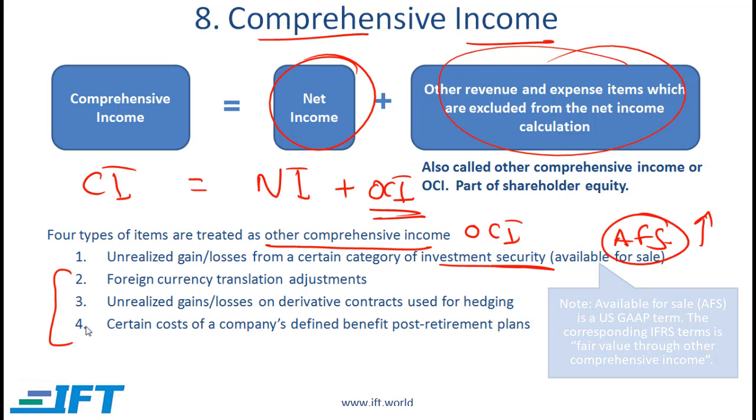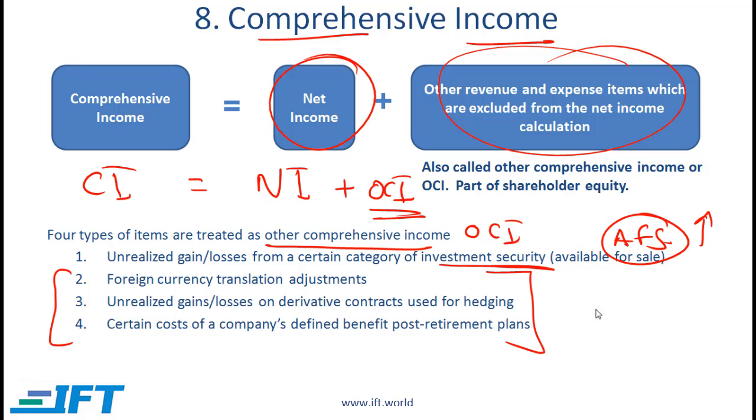Then these other items you just need to memorize for now, and you will learn about them when you do level 2 of the CFA program. Foreign currency translation adjustments, unrealized gain losses on derivative contracts used for hedging, and certain costs of a company's defined benefit post-retirement plan. So these are items which impact OCI and not the net income.